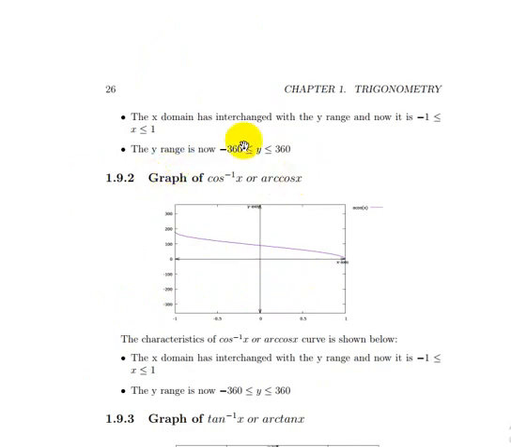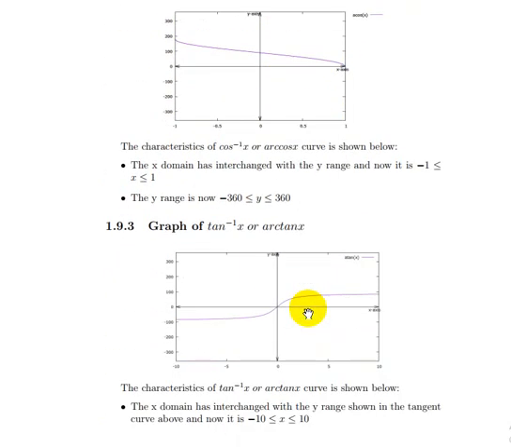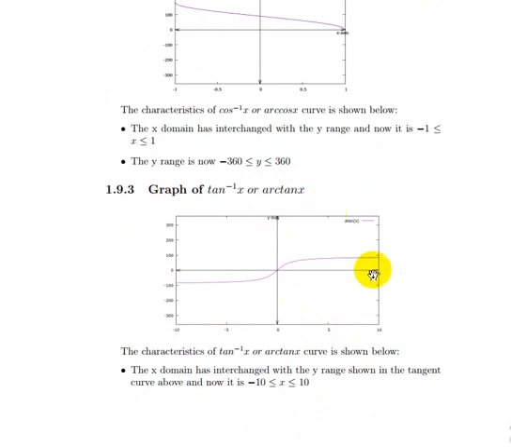Here with the cosine inverse graph, the graph is going to stop here at 90 degrees, and here it is going to stop somewhere at 180 degrees. So the y interval is from 0 less than or equal to y less than or equal to 180 degrees. Now the x interval here, we see that it's going to be from -1 to 1. And the tangent curve is still going to have an x range of -10, 10.